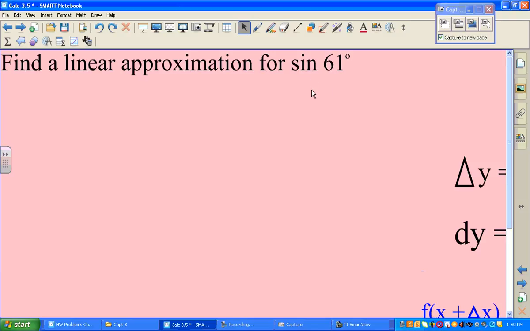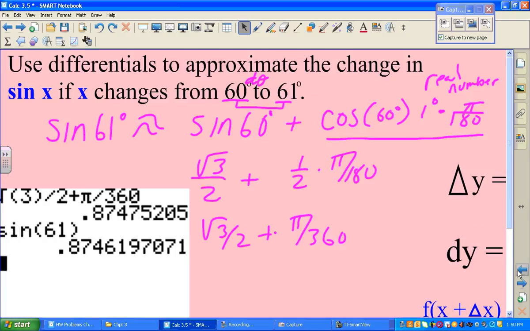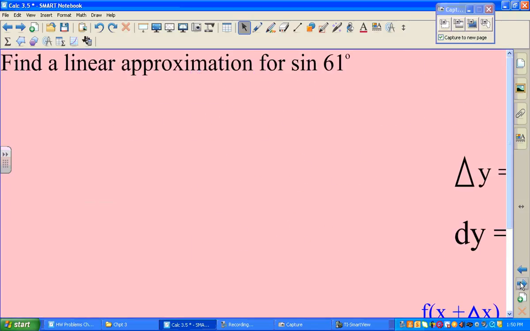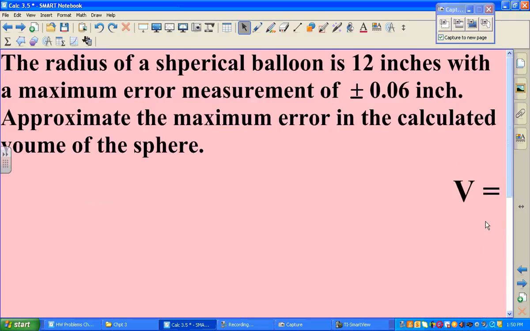Find a limit. We just did that. Wait a minute. Yeah, we did. Interesting. Oh, spherical balloon. Sweet. You ready?